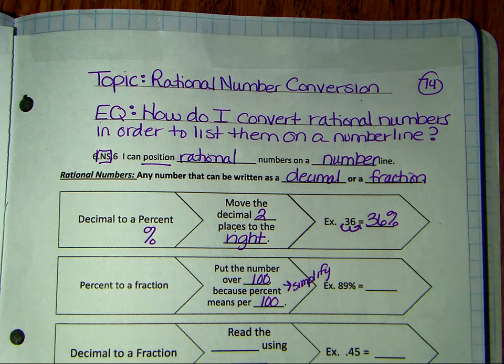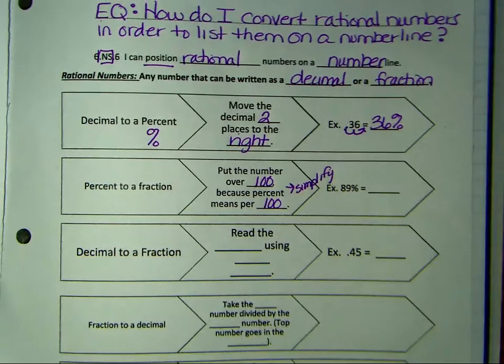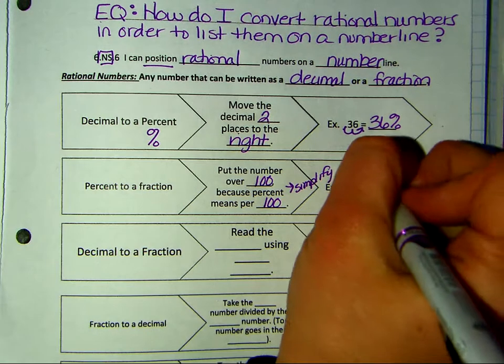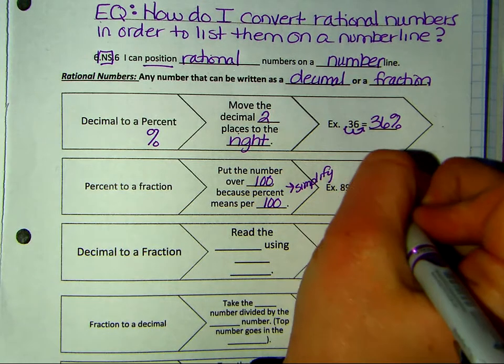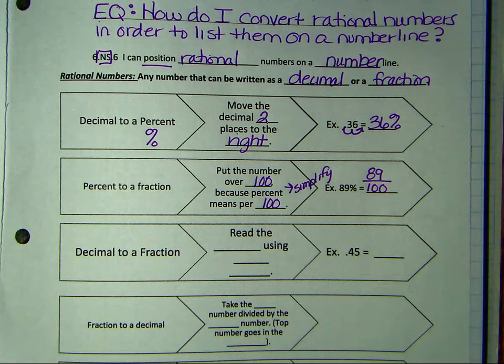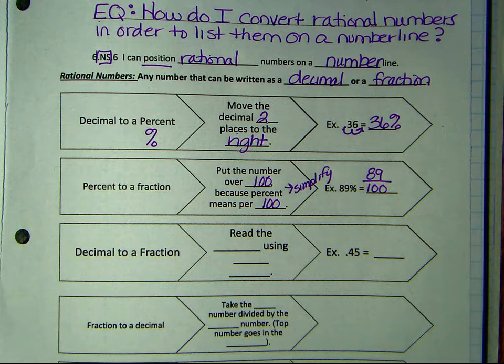So what we have here is 89%. I'm going to put 89 on top as my numerator, and I'm going to put 100 as my denominator. And I can't reduce that. 89 and 100 don't have common factors that we can pull out. So we're stuck with that. So it's done. Converting from a percent to a fraction is pretty simple. You just take the number, put it right over 100, and there you go. And then simplify if you can.